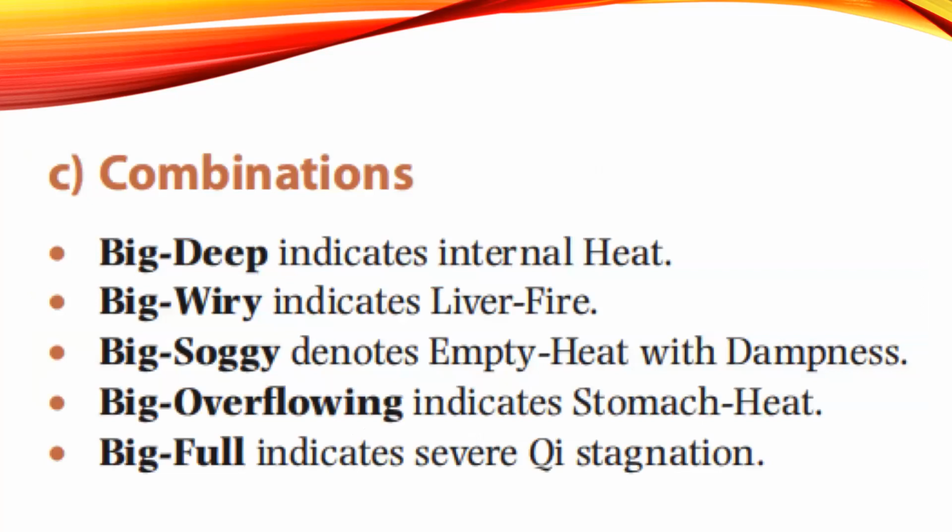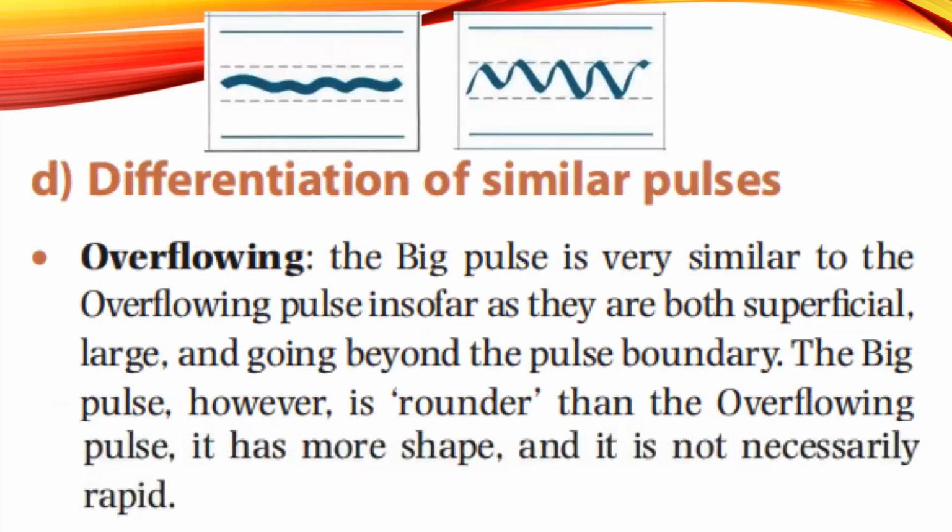So combinations. Big dip indicates internal heat. So tandaan po natin pag dip, may internal heat. Big wiry, naalala ninyo yung wiry, anong organ ang laging affected dyan? Ang liver. Kaya big wiry indicates liver fire. Pag big soggy, denotes empty heat with dampness. Big overflowing indicates stomach heat. Pag big full po, indicates severe chi stagnation.